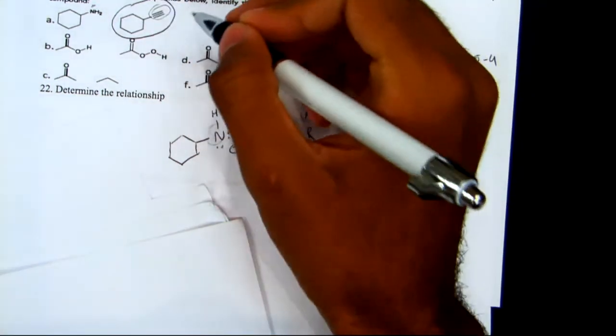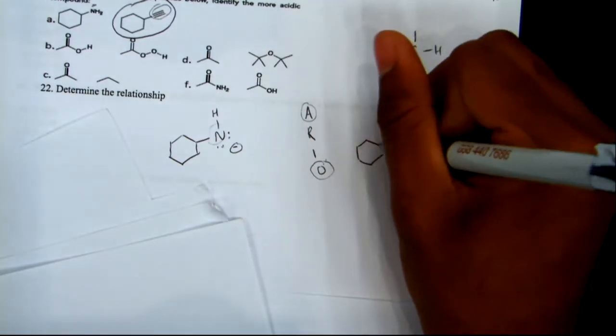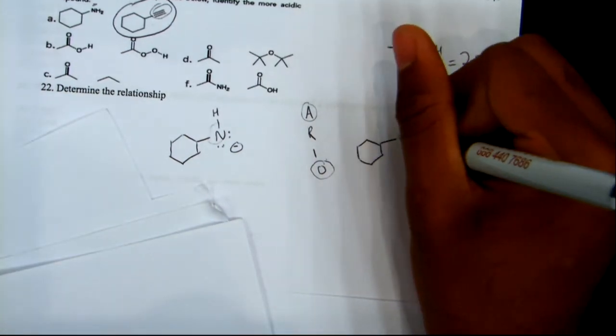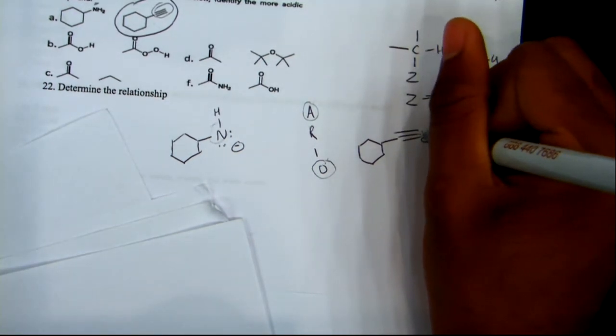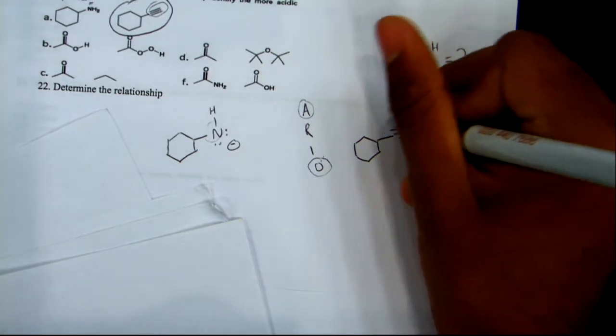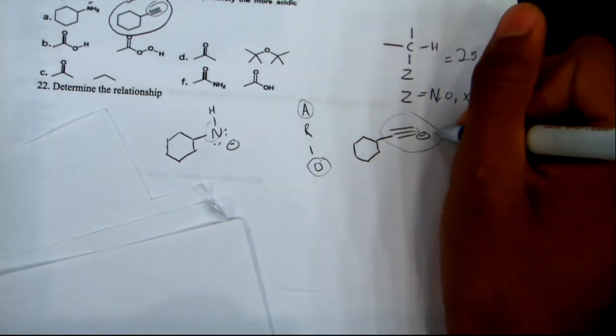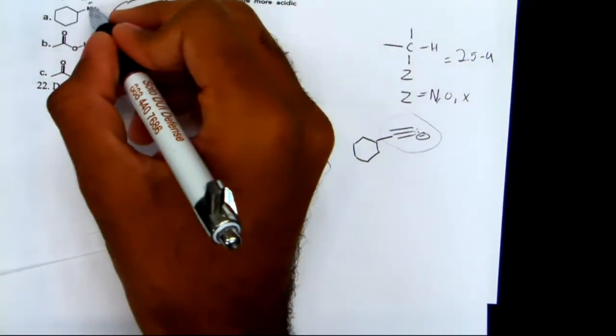Because this is an alkyne, it would form a negatively charged alkyne when you deprotonate, and this sp negatively charged orbital would be more acidic than this negatively charged nitrogen, or NH.